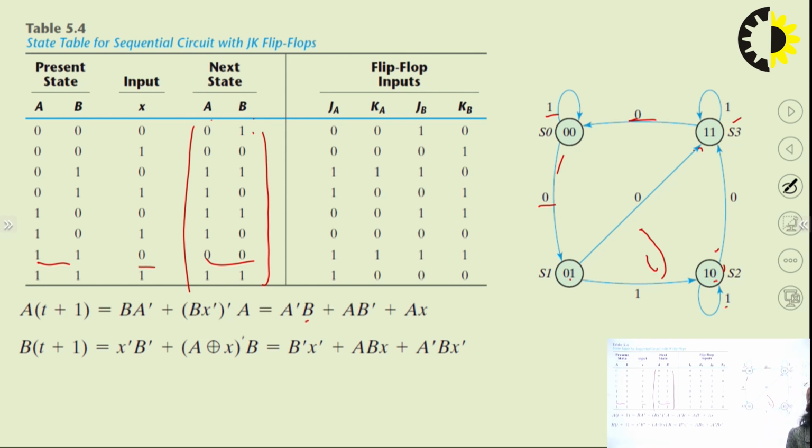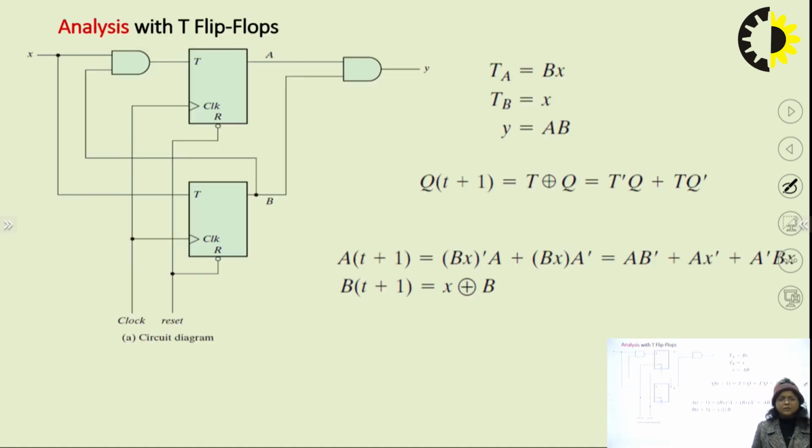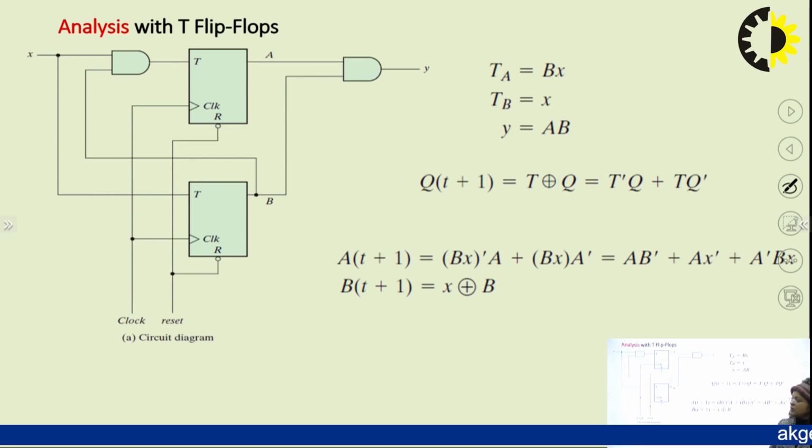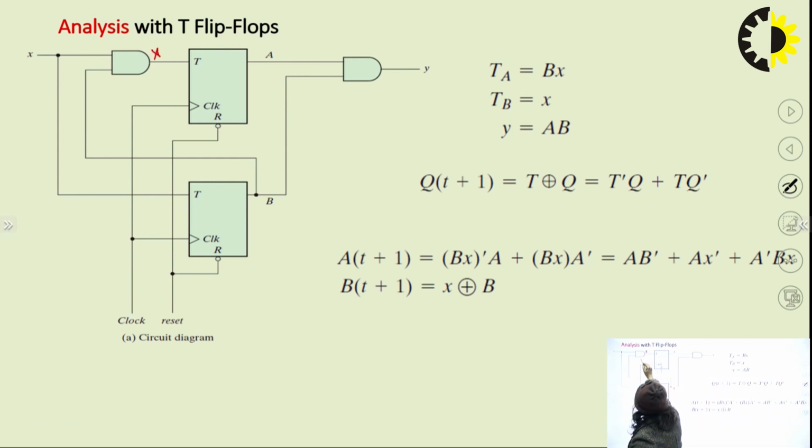So we write all the four present states, and on the arrowhead, as there is no output, only the input variable is written here. We will take one more example of this analysis using T flip-flop. For this given circuit, there will be two states, A(t+1), B(t+1), and one input, that is X. You can see from this circuit that TA is nothing but X multiplied by B, TB is nothing but X, and Y is equal to A into B.